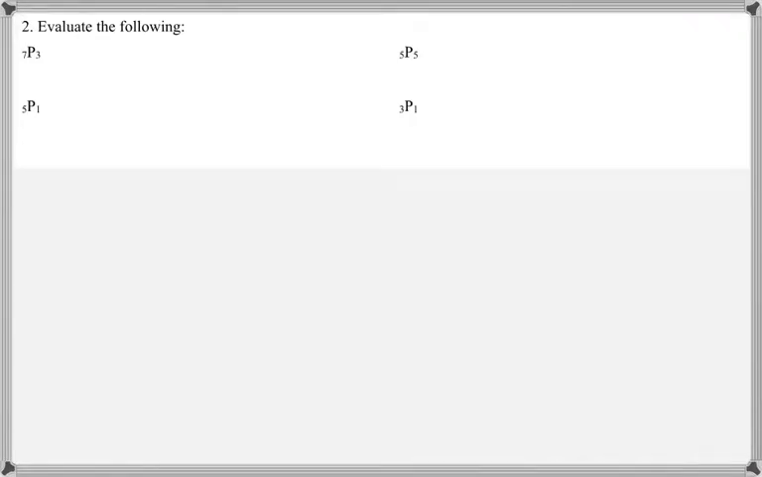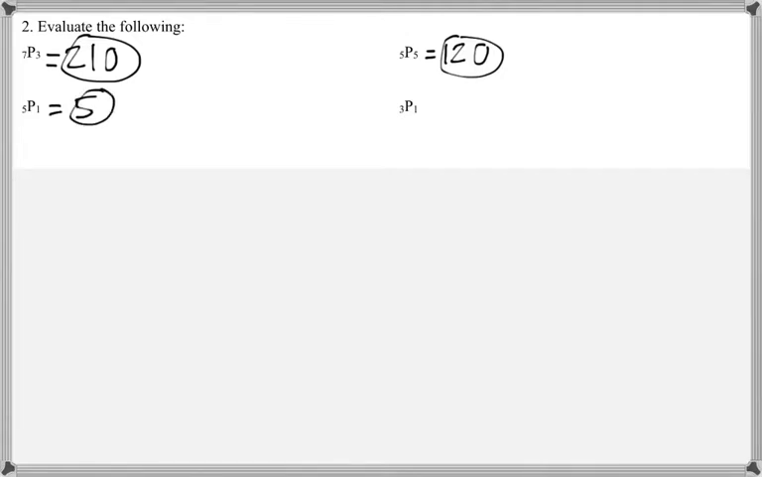So this is equal to 210. So if you type in 5P5 on the calculator, you get 120. If you type in 5P1, you get 5. If you type in 3P1, you get 3.